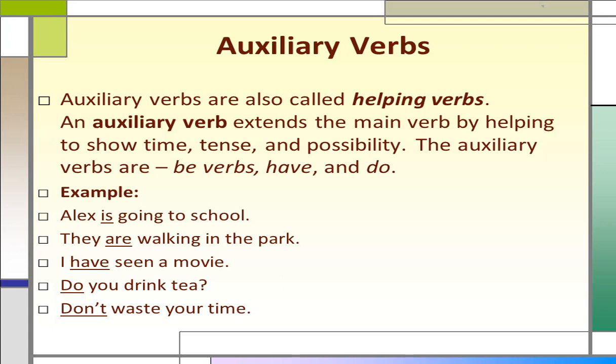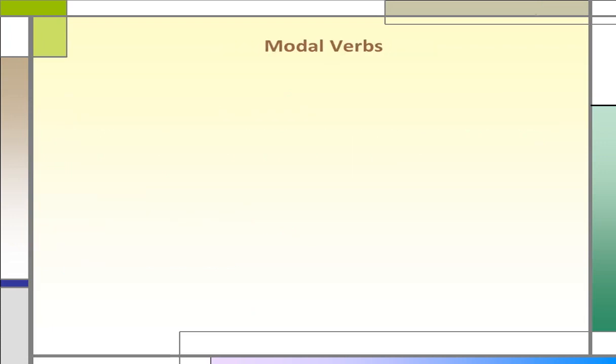Example: Alex is going to school. They are walking in the park. I have seen a movie. Do you drink tea? Don't waste your time.